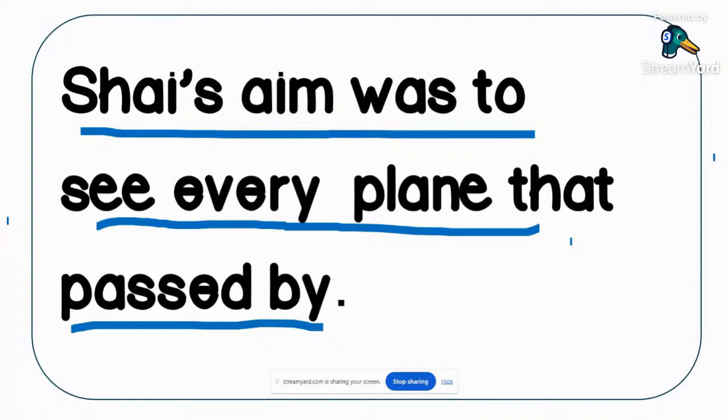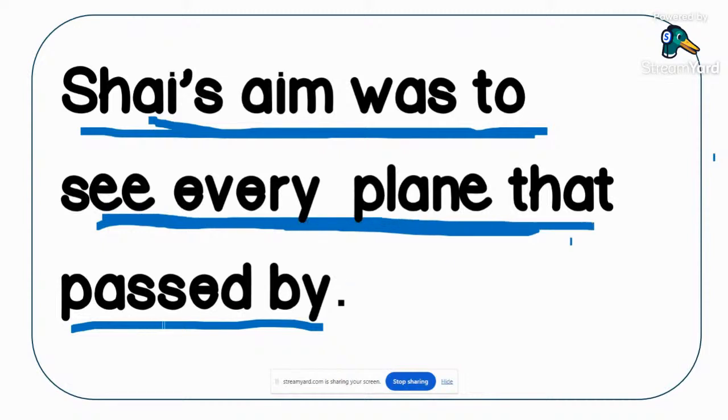So we can see it here. If we are to answer in a sentence, we can say her aim was to see every plane that passed by. So we know that she wanted to see all the planes that were passing by. She wanted to see all the planes that passed by.